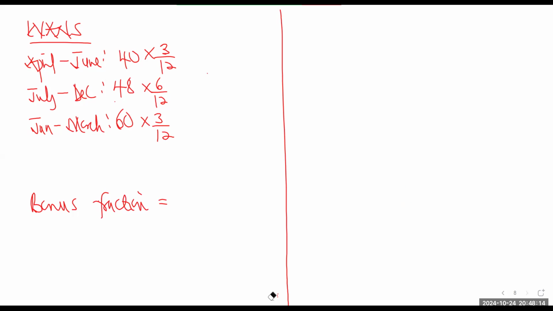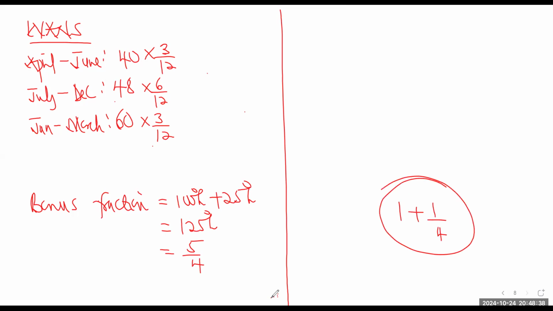So if you have the shares, that is 100%. The shares that you have already is 100%, and we are going to be adding 25% on that. That will give us 125 over 100, which is 5 over 4. So the bonus fraction basically is 1 plus the proportion of the bonus issue. If you do it on the calculator, you'll get 5 over 4. So you apply the bonus fraction.